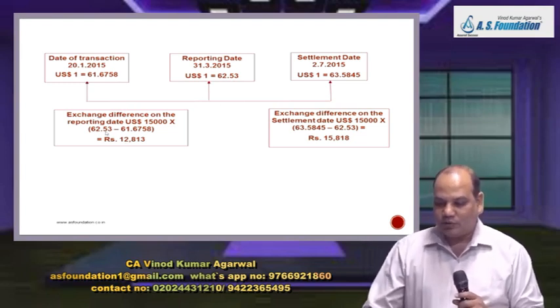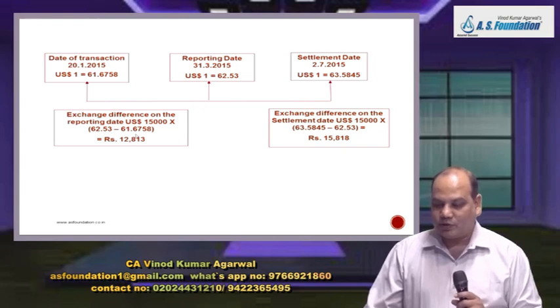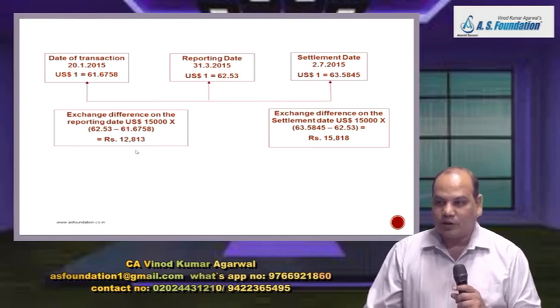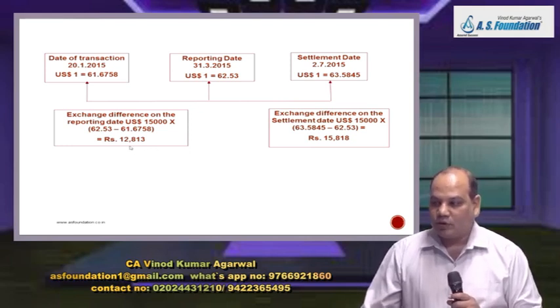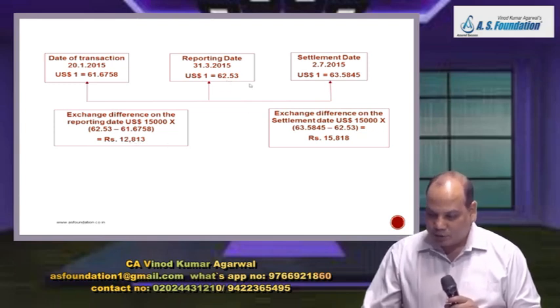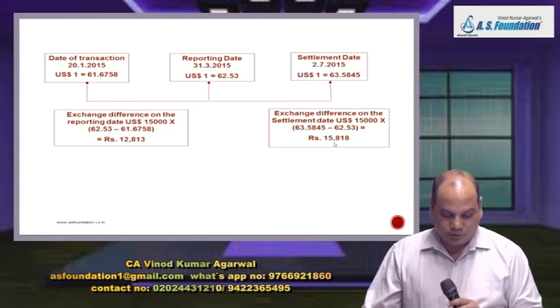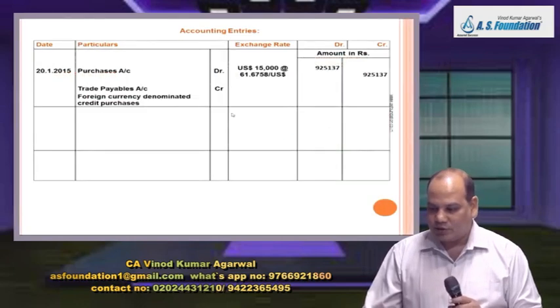Check the calculation. 62.53 minus 61.6758 into 15,000. Is it 12,813? Right? Okay. And then between these 2 dates again the rate have changed. Again just try 63.5845 minus 62.53 into 15,000. Is the answer 15,818? So if you can do this fast, then my task is easier.